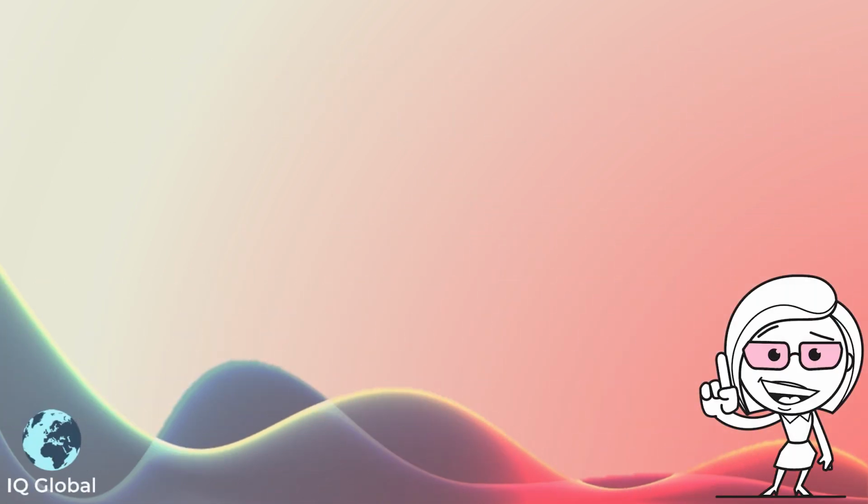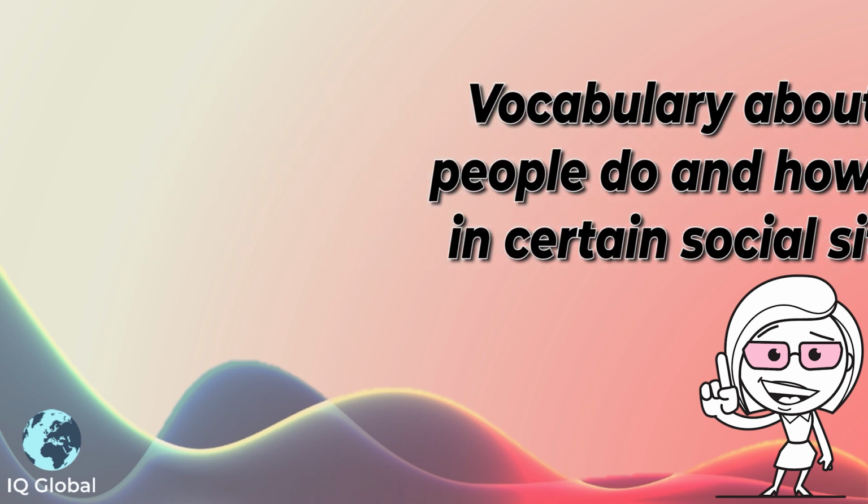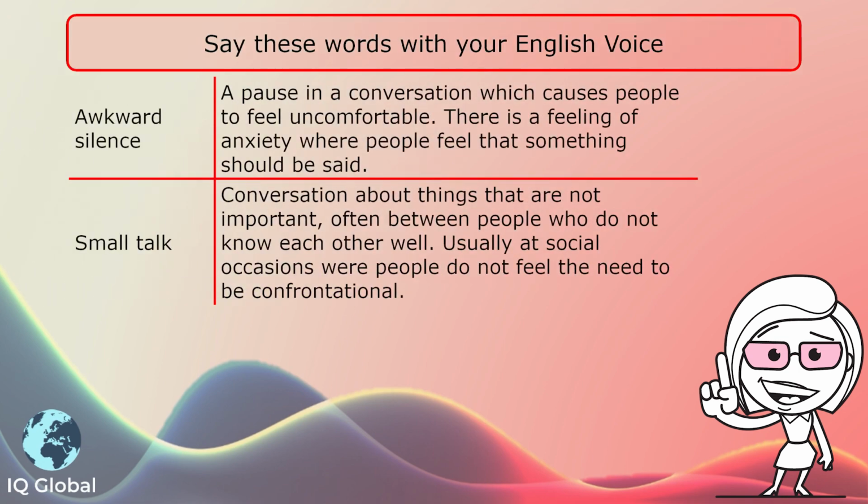In this vocabulary section, we are going to learn vocabulary about things people do and how they act in certain social situations. The first one, awkward silence. This is a pause in conversation which causes people to feel uncomfortable. There's a feeling of anxiety where people feel that something should be said.